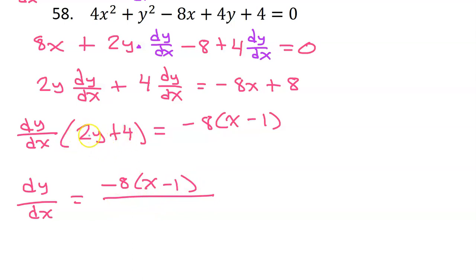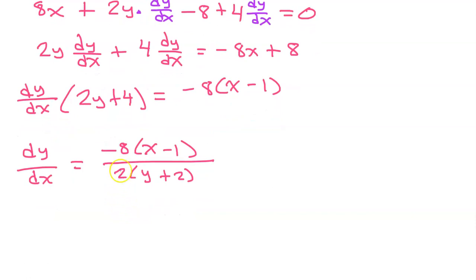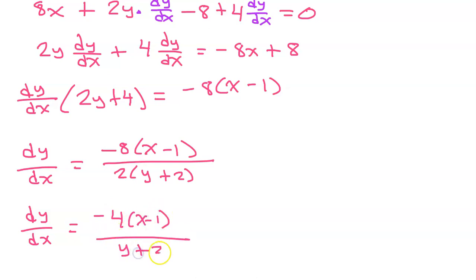But I am going to go ahead and factor out the 2 in this expression, so that will be 2 times y plus 2. That way I can do this small amount of simplification, and I'm going to get the negative 4. So I will have dy/dx is equal to negative 4 times x minus 1 over y plus 2. So this is the derivative.